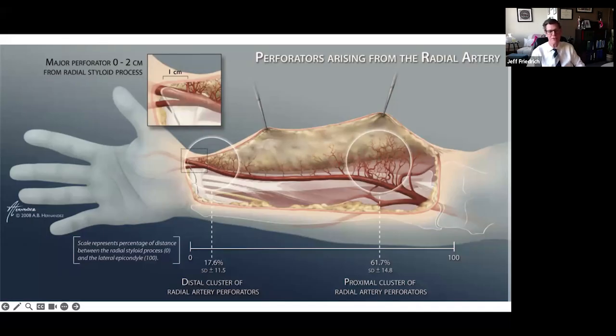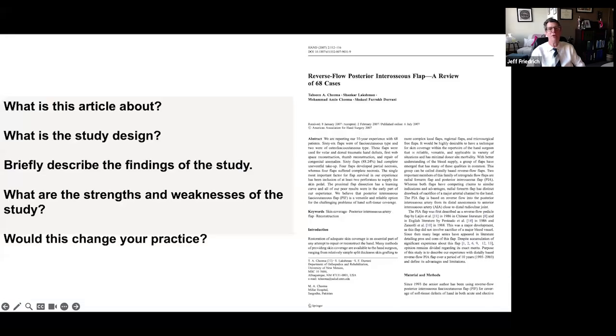So that is our group of radial artery system flaps. And now I want to go to the next smaller series about the posterior interosseous artery system and its suitability for dorsal hand wounds. So maybe if I could go back to Dr. Archwell and have you give us the scoop on this one.